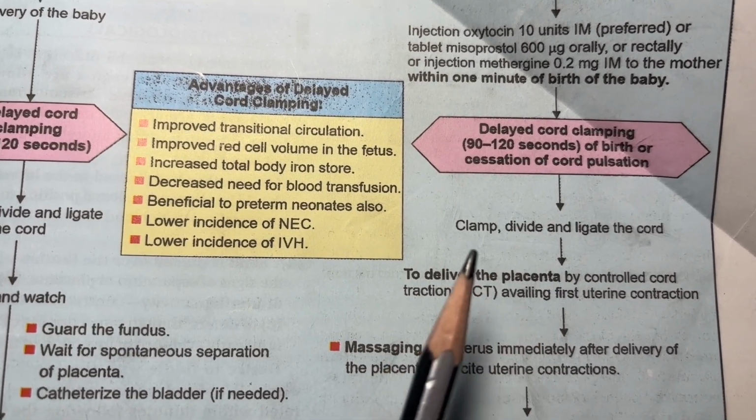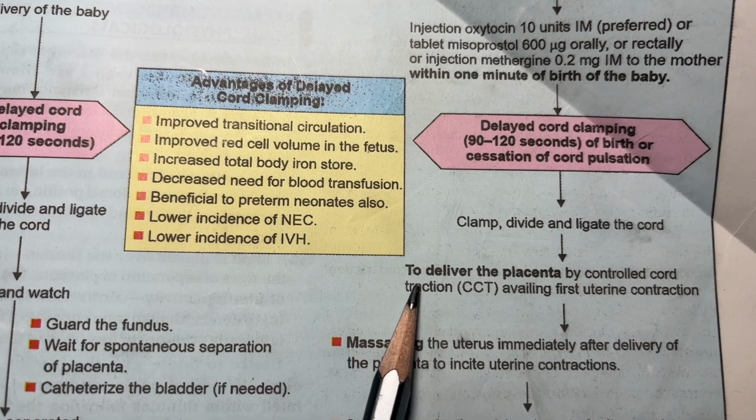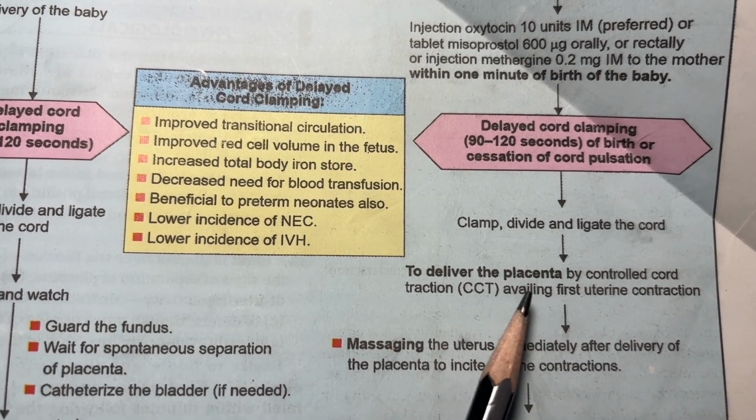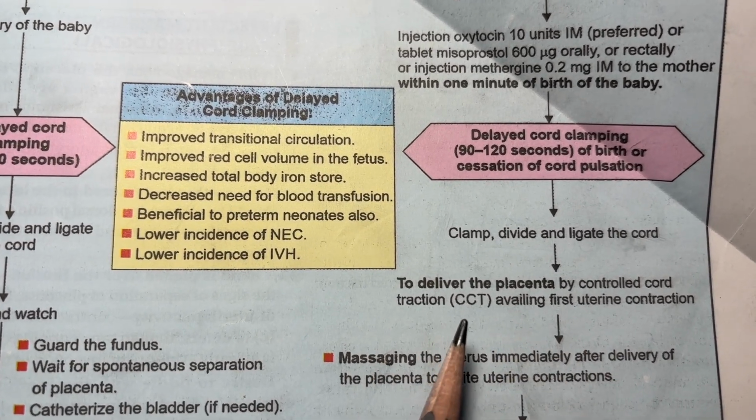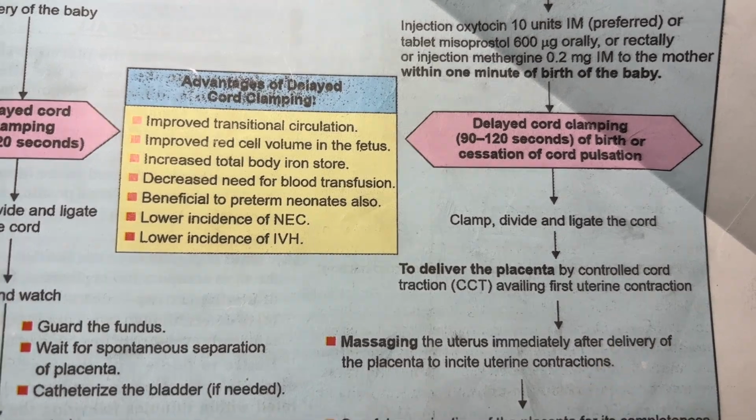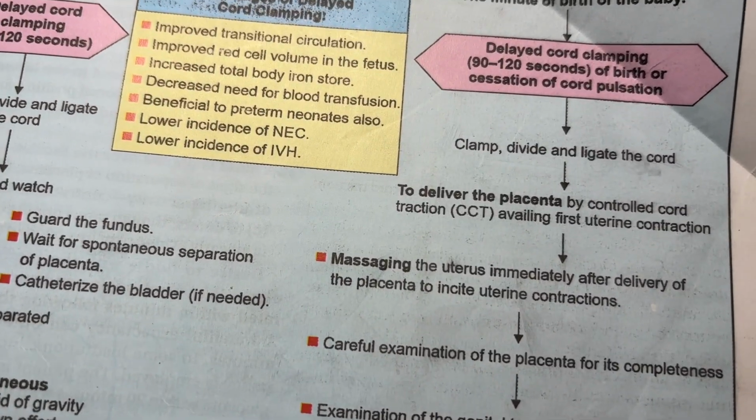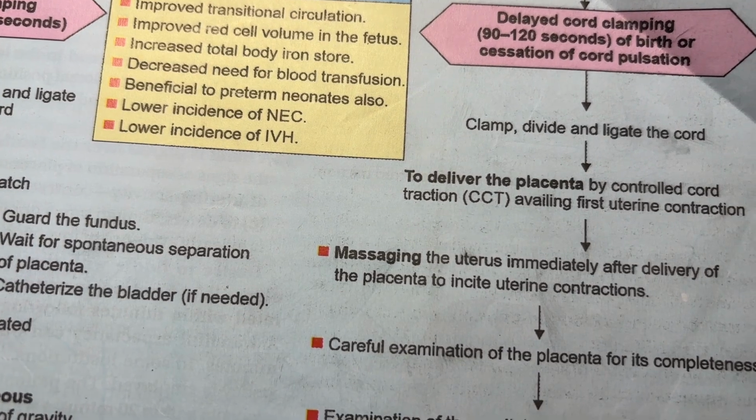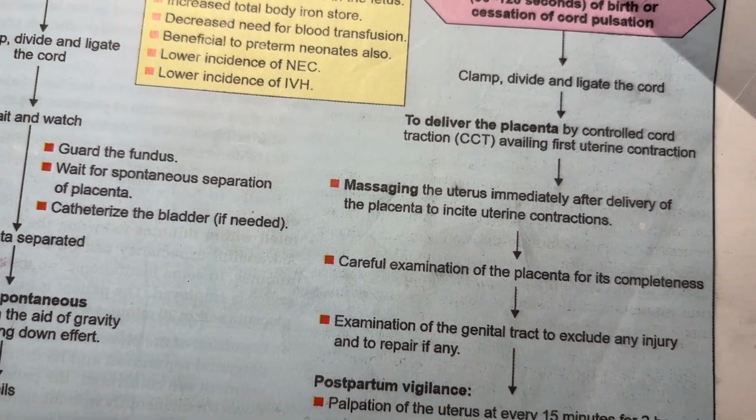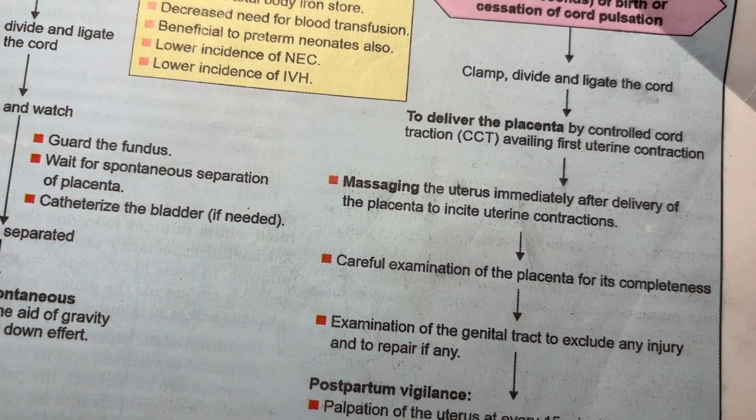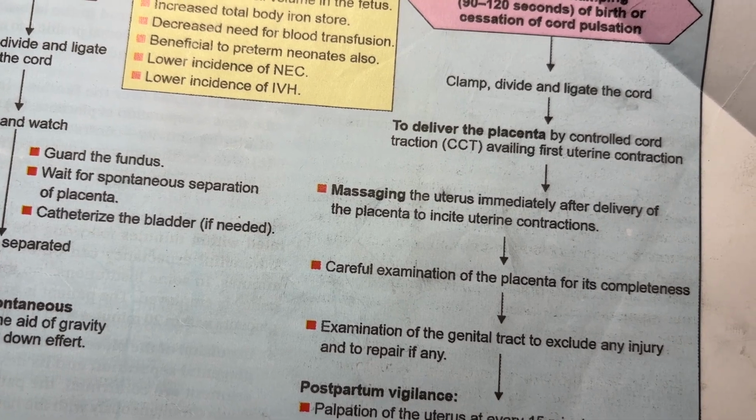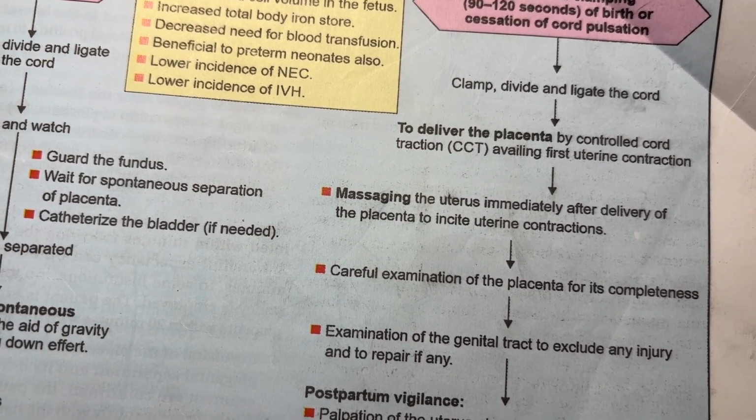We should deliver the placenta by controlled cord traction, CCT, enabling fast uterine contraction. Only when the uterine contraction occurs do we pull the placenta. And then next, what will you do? Massaging the uterus immediately after delivery of the placenta to induce uterine contraction.